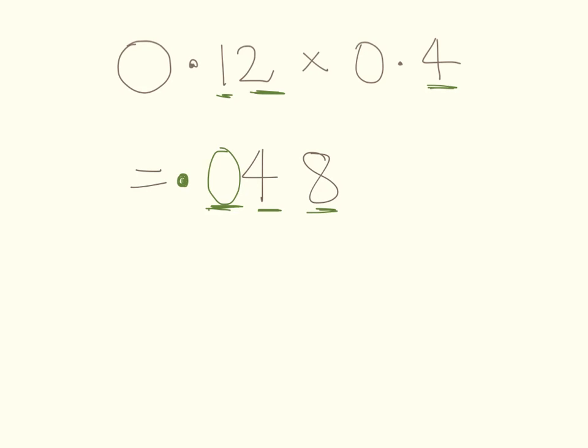0.048. And when you think about it, 0.12 times 0.4, it's going to be a lot smaller than the original number. So that's why it's 0.048.